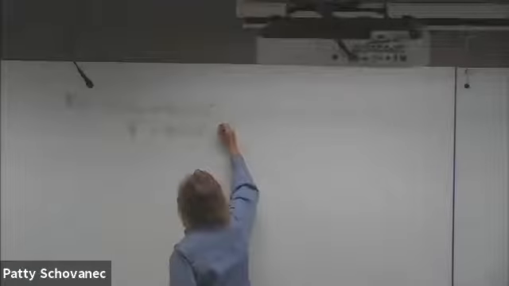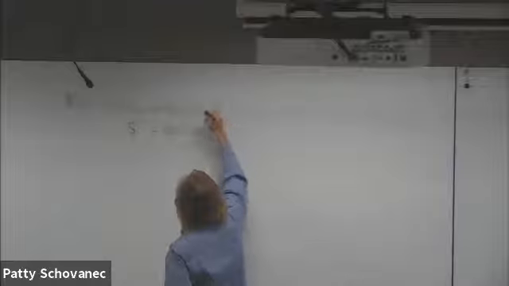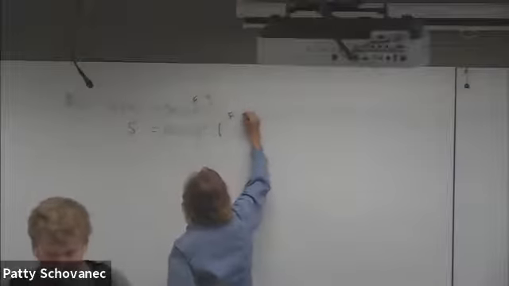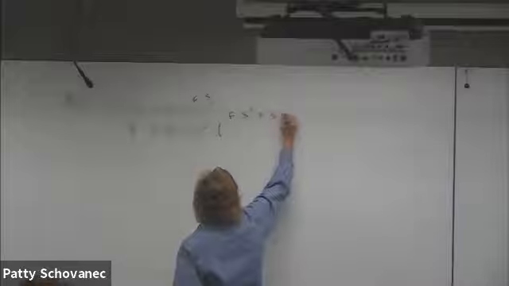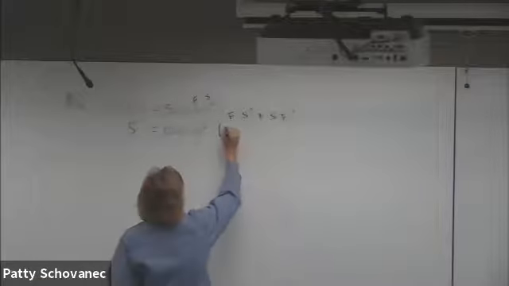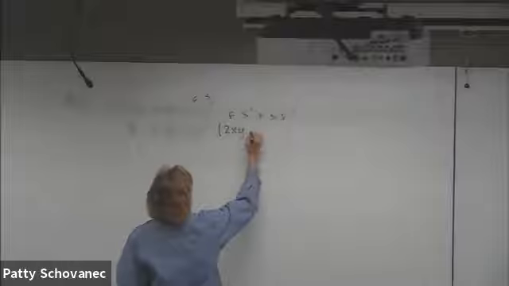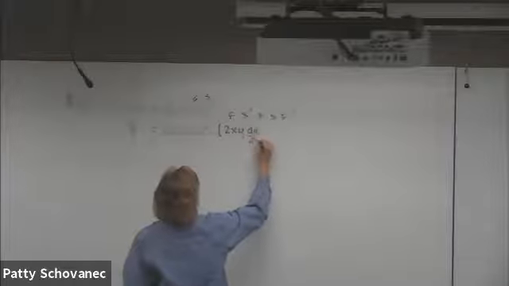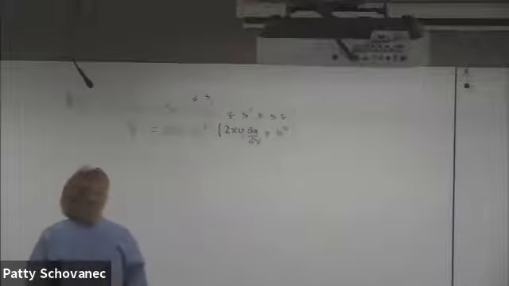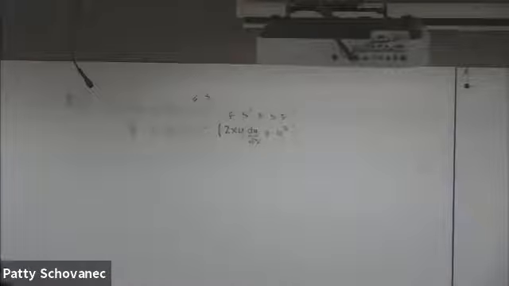2xy dy/dx. We've got a first and a second. I want first times the derivative of the second plus the second times the derivative of the first. The second is 2xy dy/dx. And then plus y squared. There you go.